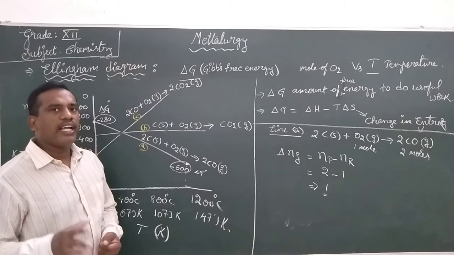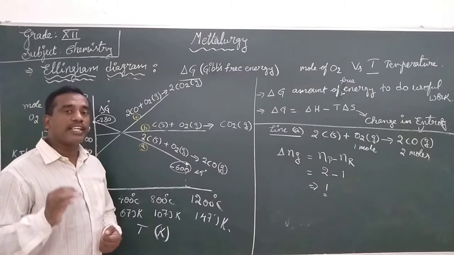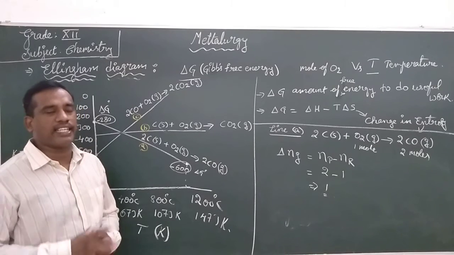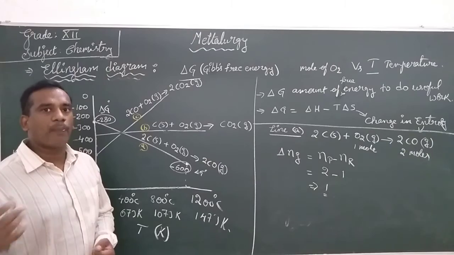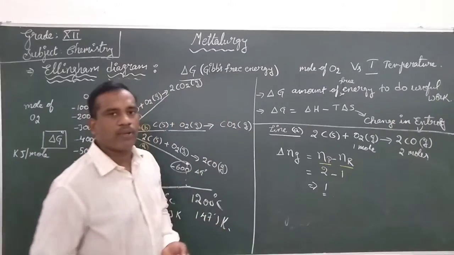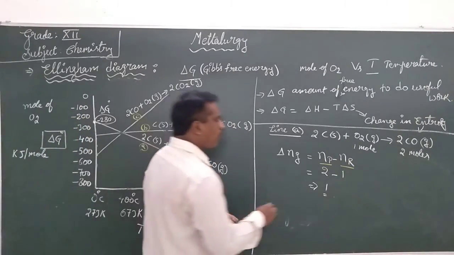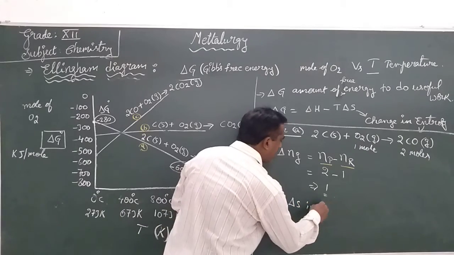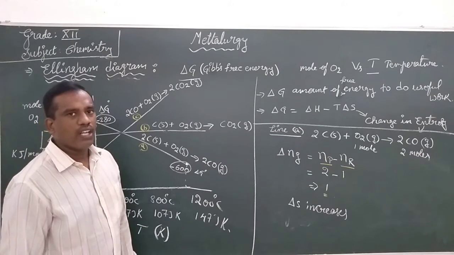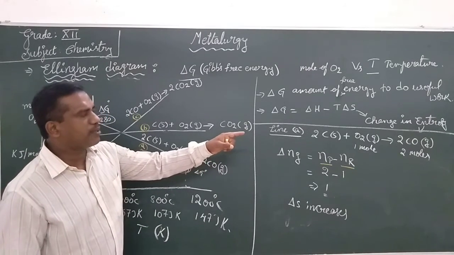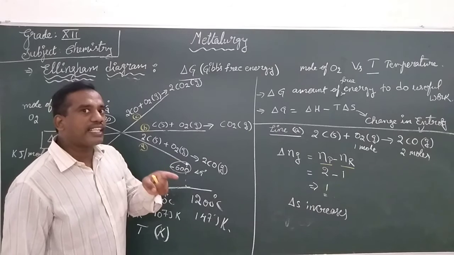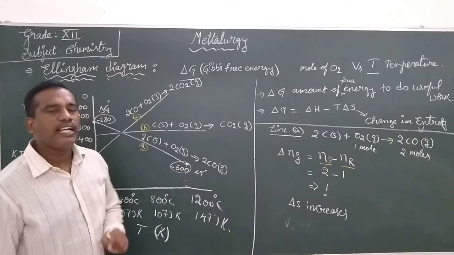it is going to be a reaction in which entropy is increasing. The reaction in which entropy is increasing, when number of moles of products is greater than number of moles of reactants. Here what will happen? The disorderness increases. Because the disorderness is nothing but change in entropy. How is this entropy increasing? With increasing temperature.